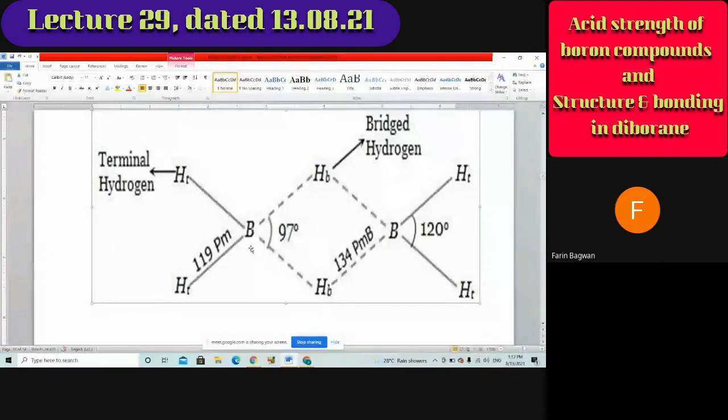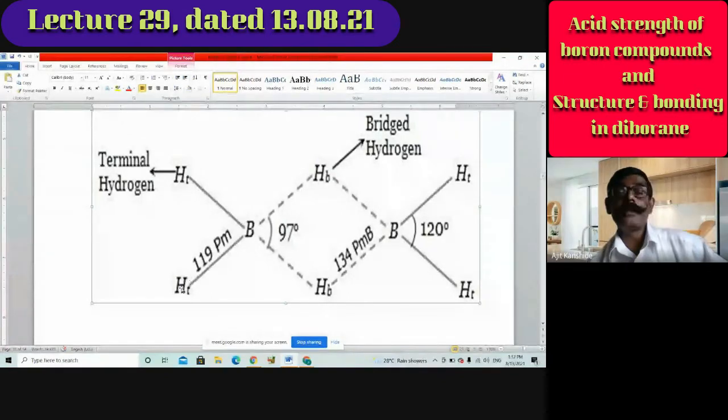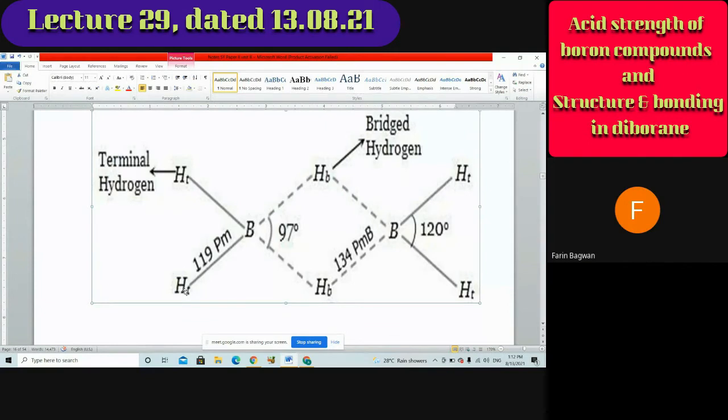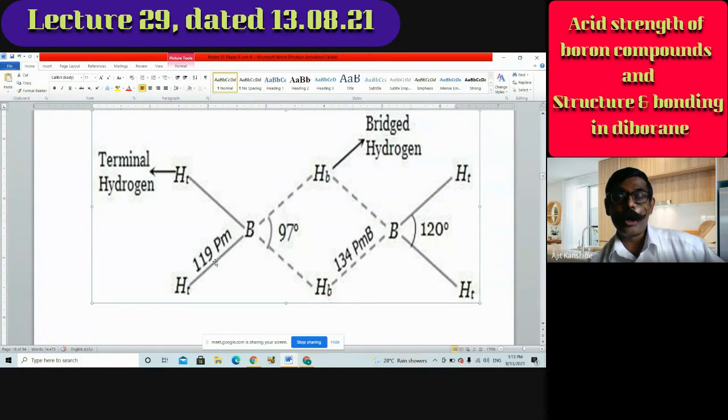Terminal. Terminal hydrogen. Why? Whoever said terminal, why is terminal weak? Reason. We are studying science. Bond length is small. Yes. Bond length is small, so the bond is weak. Will the bond be weak or strong?